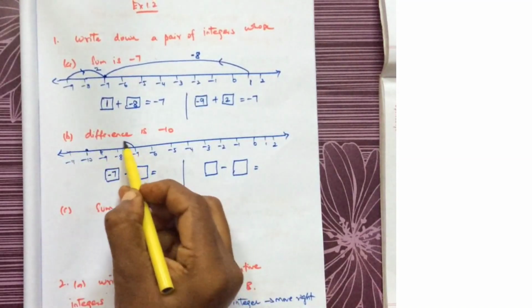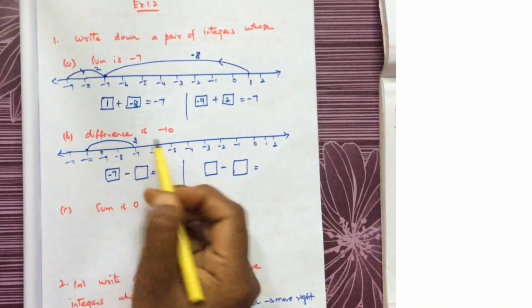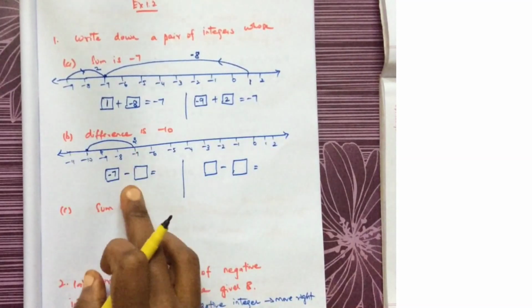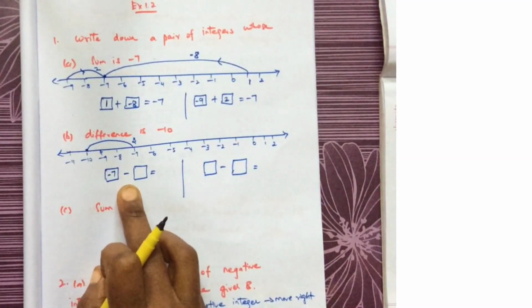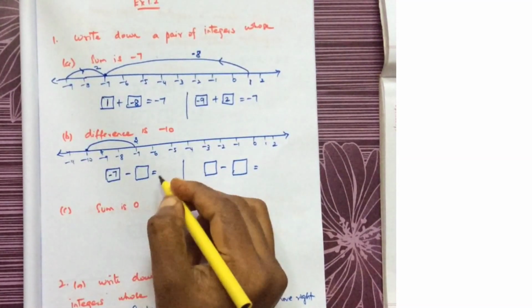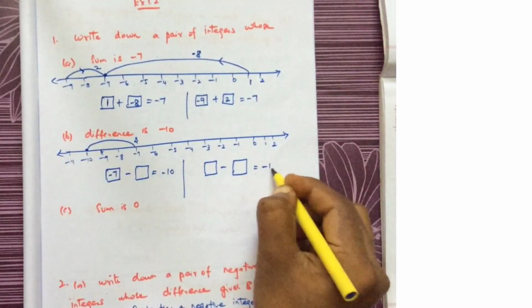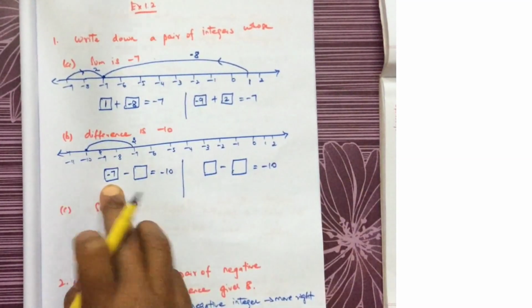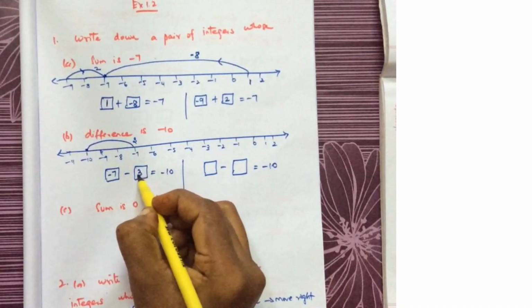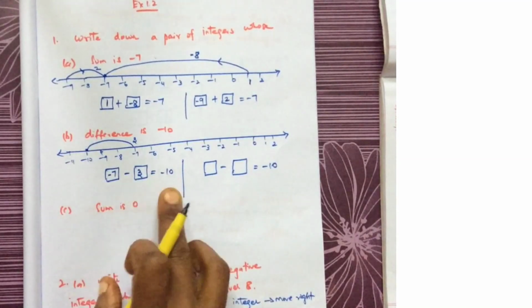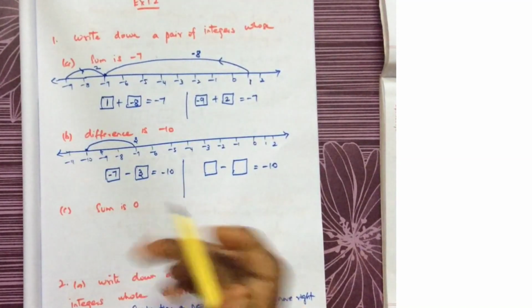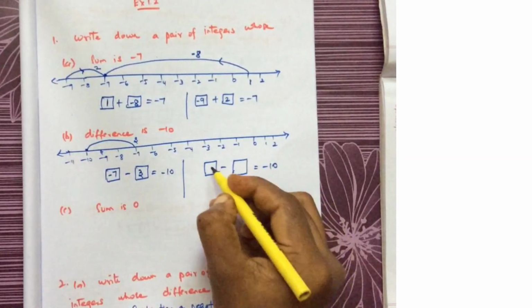How many steps? 3 steps. Already there is a minus here. Okay, so here the difference is minus 10. So minus 7 minus 3. Here it is 3. Minus 7 minus 3 will give minus 10. Now I want to start from here, minus 11.